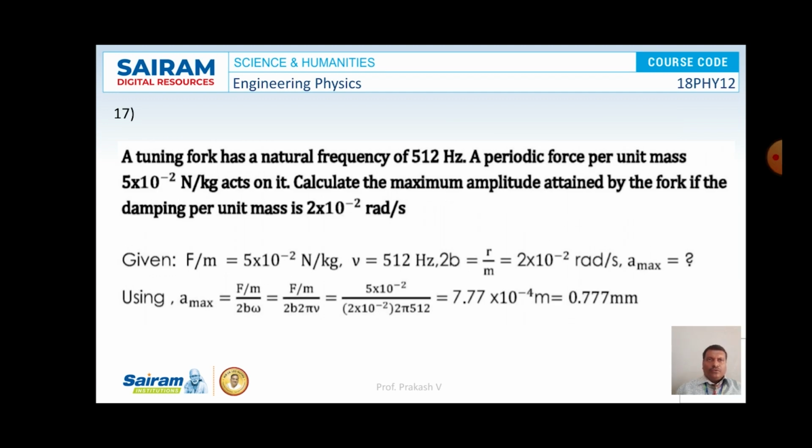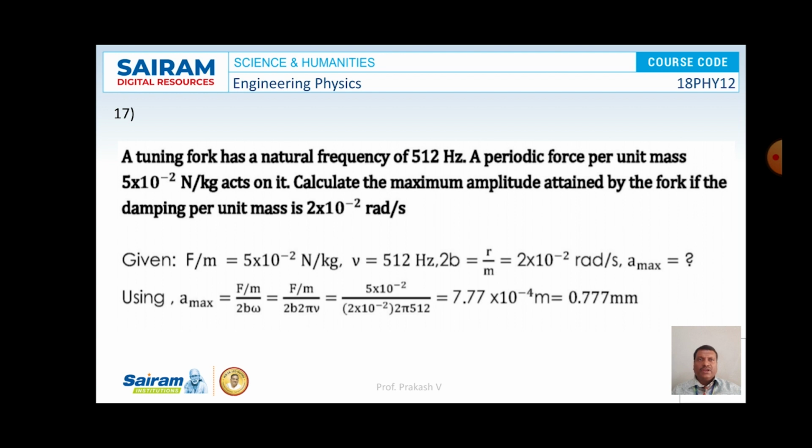A tuning fork has a natural frequency of 512 Hz. The periodic force per unit mass is 5 into 10 to the power minus 3 Newton per kg acts on it. Calculate the maximum amplitude attained by the fork if the damping per unit mass is 2 into 10 to the power minus 2 radians per second.